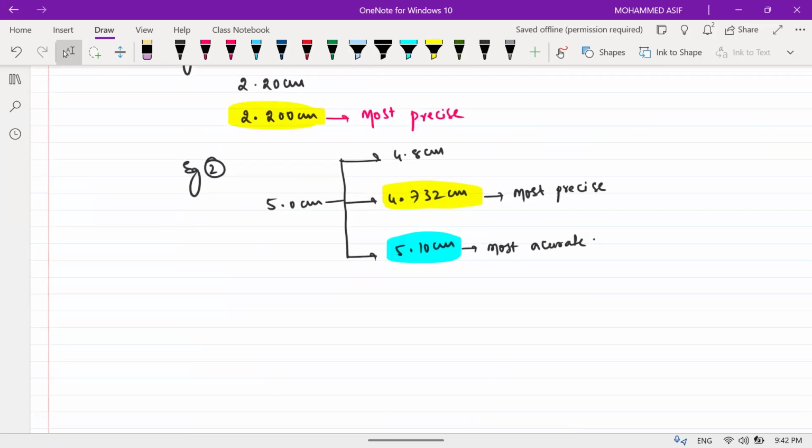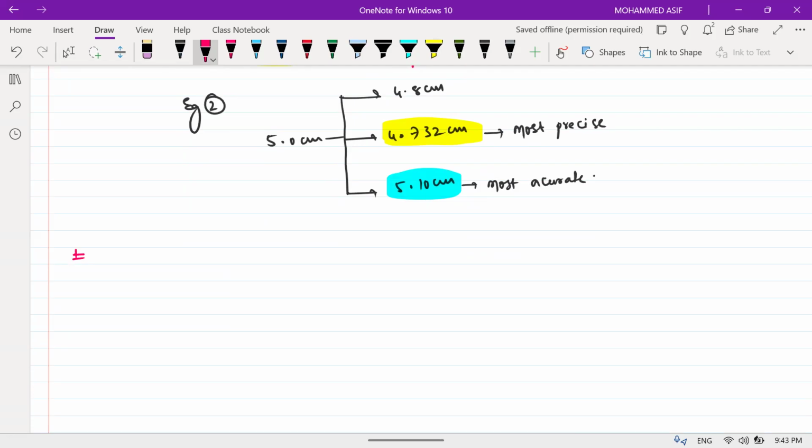Clear? And for the 5 centimeter true value, we got the measured values as 4.8, 4.732, 5.10. Obviously, 4.732 will be the most precise because it is giving me up to 3 numbers after the decimal, isn't it? Now, 5.10 centimeters is the most accurate because the true value is 5 centimeters, and 5.10 is more accurate compared to 4.8 centimeters. Am I clear? Yes, sir.